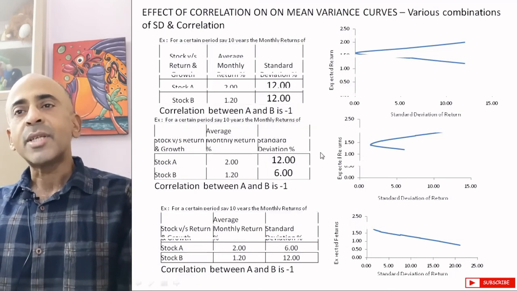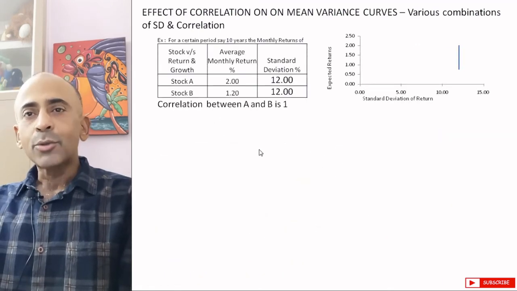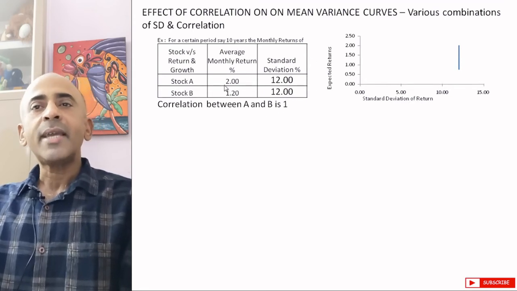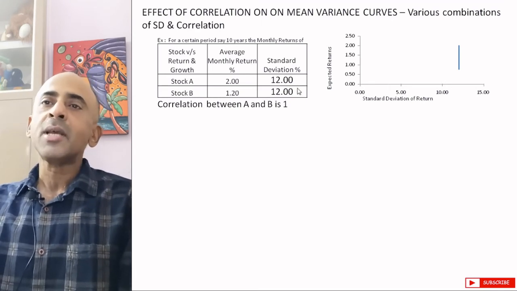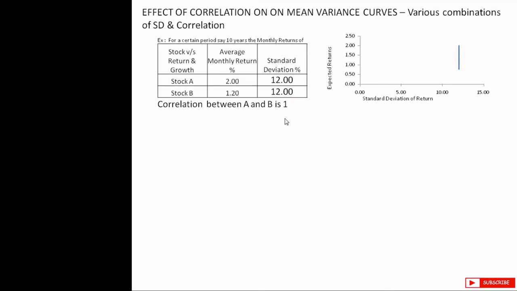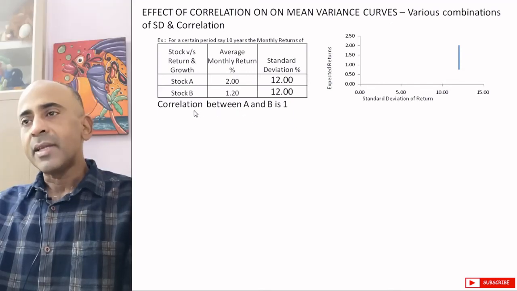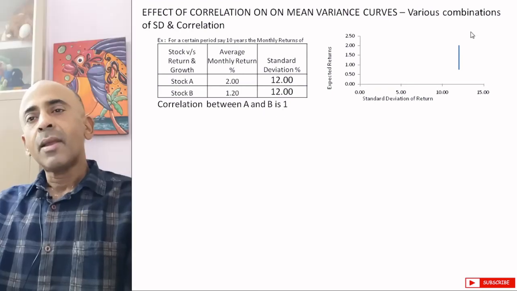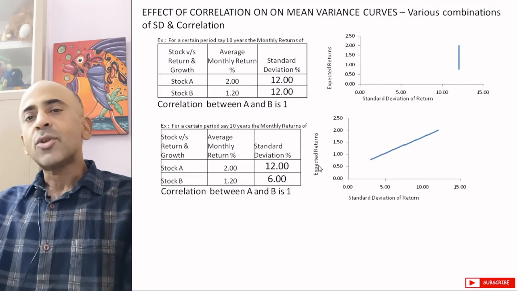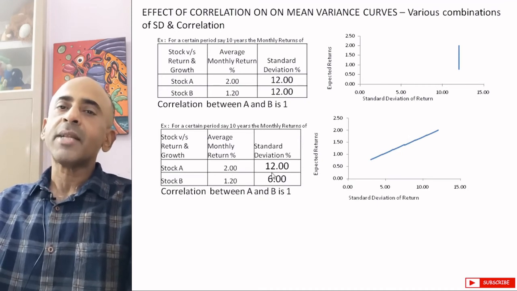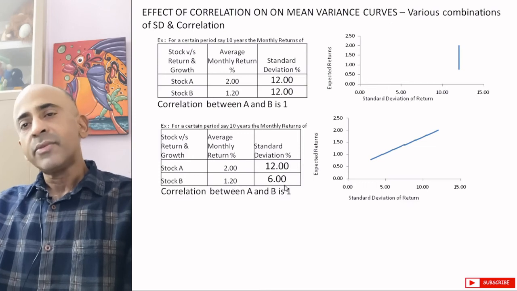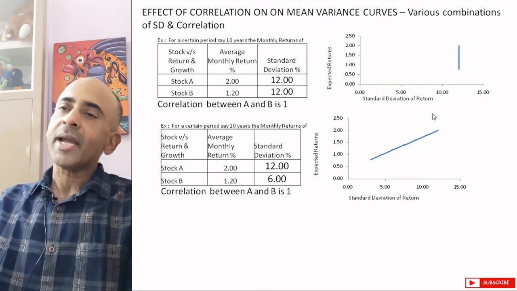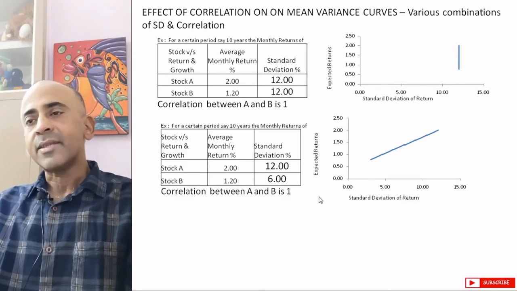Next condition is this. In case of a perfect correlation, where stock A has 2% return and stock B has 1.2% return, but they have identical standard deviations, the mean variance straight line is a line that is parallel to the y-axis. The second situation would be like this. In this case, stock A has 2% return and 12% standard deviation. Stock B has 1.2% return and 6% standard deviation. The resultant mean variance graph is a straight line pointing upwards. It looks like this.